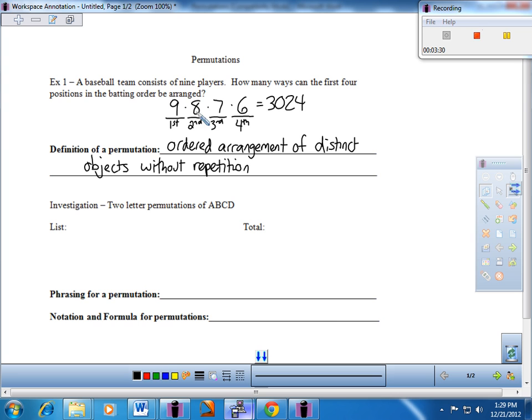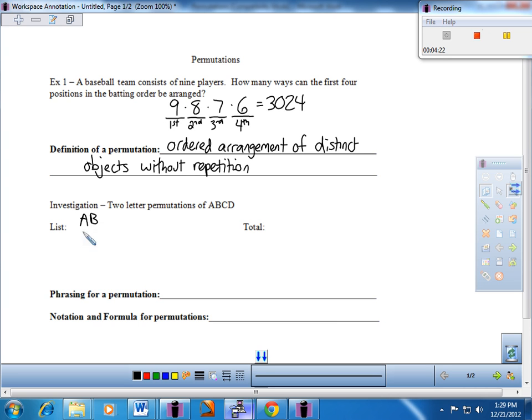We'll do 2-letter permutations of A, B, C, and D. So 4 letters. The order does matter in which we place these 2 out of the 4 letters. The way we want to say this to start it out here, A and then B would be 1 2-letter permutation from these 4 letters. Notice it is an arrangement, first of all, A and then B. Distinct objects, obviously 2 different letters. And no repetition. I can't do AA. So A and then B would be 1 2-letter permutation.